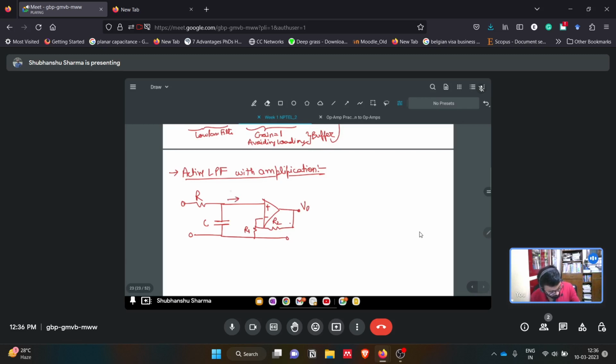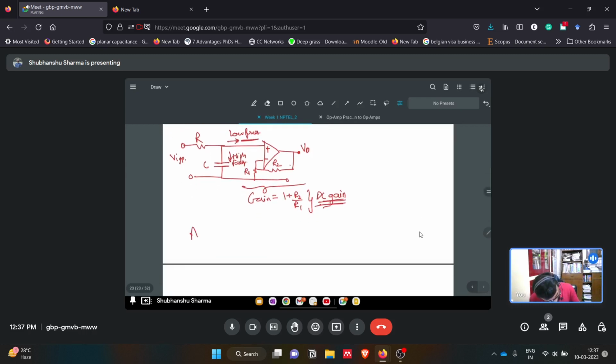So here low frequency component is coming, here high frequency component going. We are supplying V input from this side, and we are getting V output. But now in this case, since this is the non-inverting amplifier, the gain we will get is 1 plus R2 by R1. So this is the DC gain, because we are applying gain to these low frequency signals.